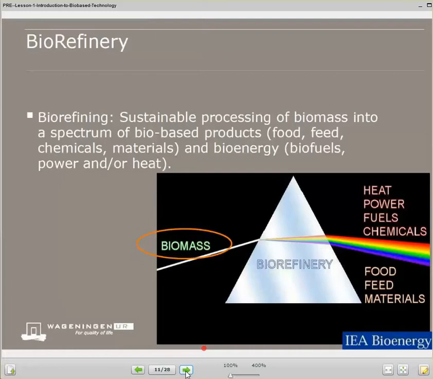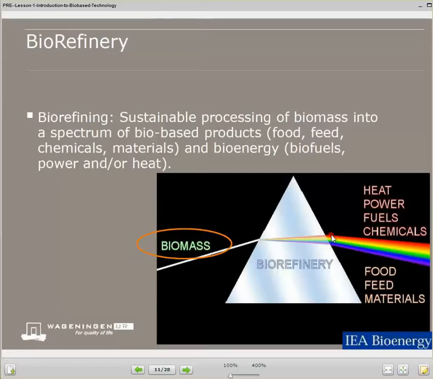Okay, so what is a biorefinery? And here you see, as in the picture, it can be compared to a prism. So biorefining is a sustainable processing of biomass into a spectrum of bio-based products and bioenergy. As you see here, on one side the biomass goes into the biorefinery. Here it's in the shape of a prism, and the biorefinery splits this biomass into its valuable components, and we often talk about the value chain.